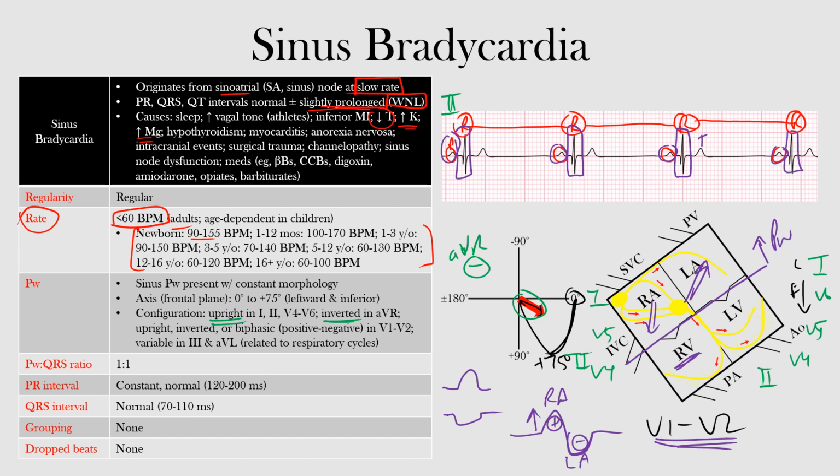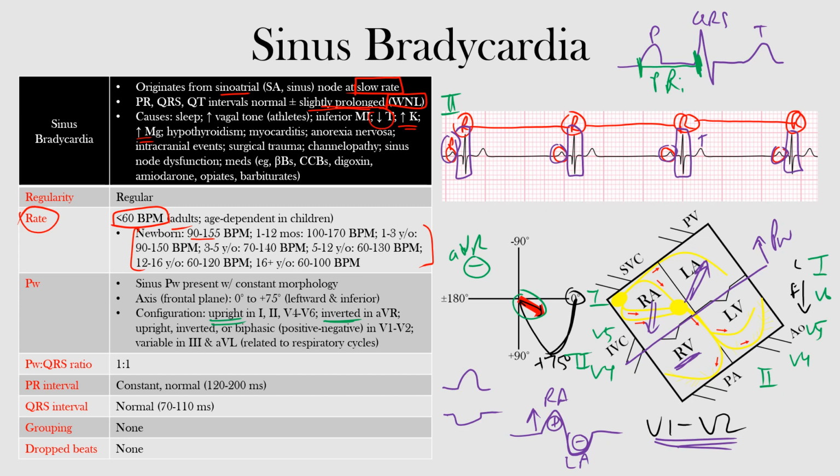We'll have a constant normal PR interval. So our AV nodal conduction is normal. There's no block or delay. Remember, if we draw a complex here, this is our P wave, QRS, and our T wave. The PR interval is from the beginning of our P wave up until the beginning of our QRS complex. It should be between 3 and 5 small boxes in adults, so that's 120 to 200 milliseconds.